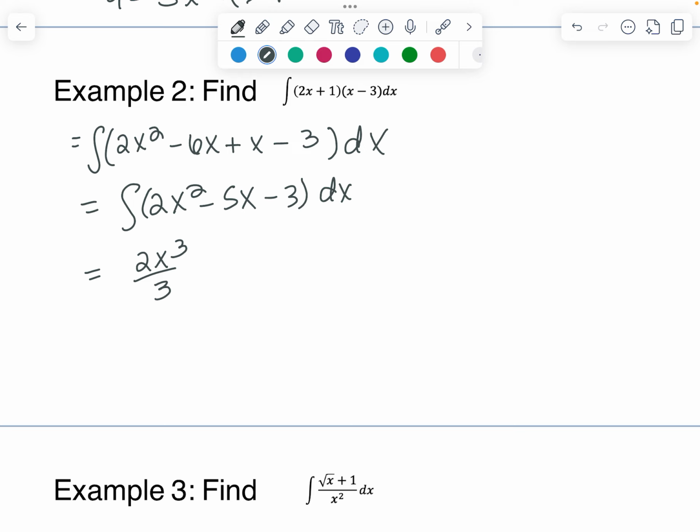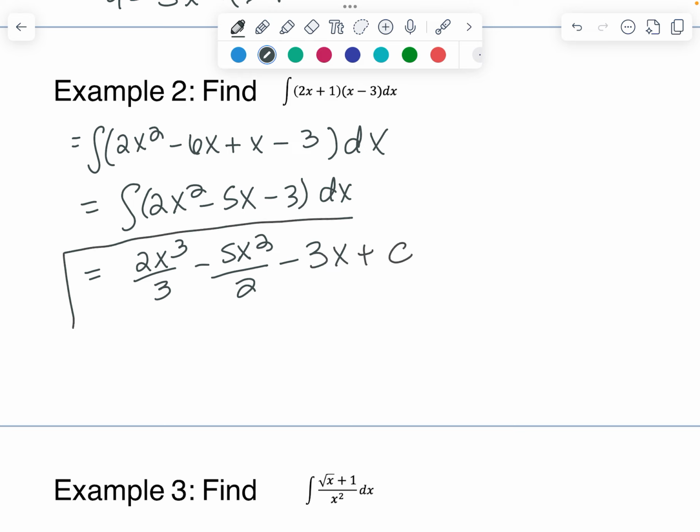The antiderivative here is negative 5x squared over 2. And then the antiderivative of negative 3 is negative 3x. And then I have to add that c. And I will be taking off points if you don't add the c, and you will receive a point if you remember to add the c. So that is the antiderivative of 2x plus 1 times x minus 3.